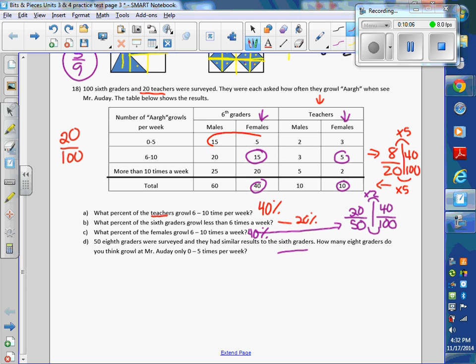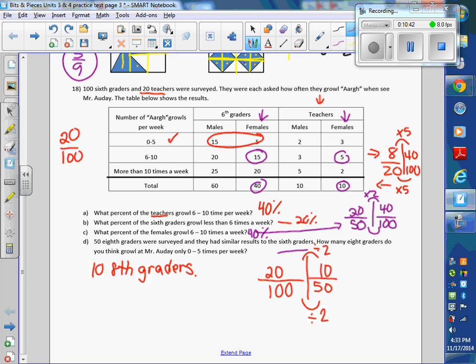So, sixth graders, there's 20 sixth graders that growl 0 to 5 times a week out of a total of 100. So we want to change that to be 50 because that's how many eighth graders there are. So we would have to divide by 2. So our prediction would be about 10 eighth graders. Okay. Study hard.